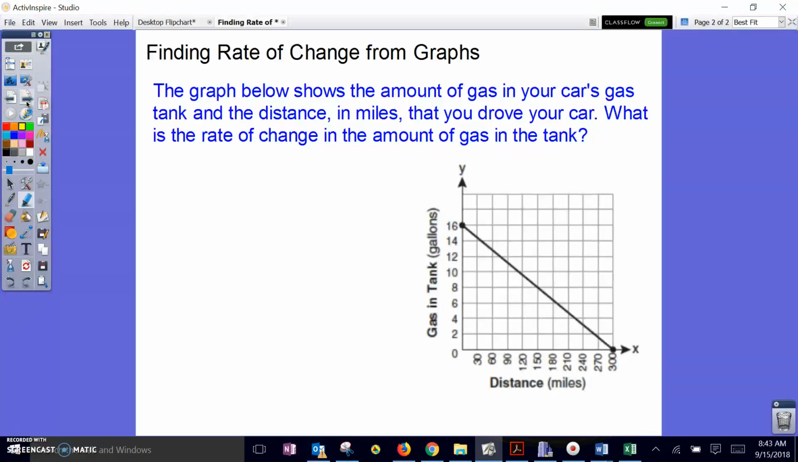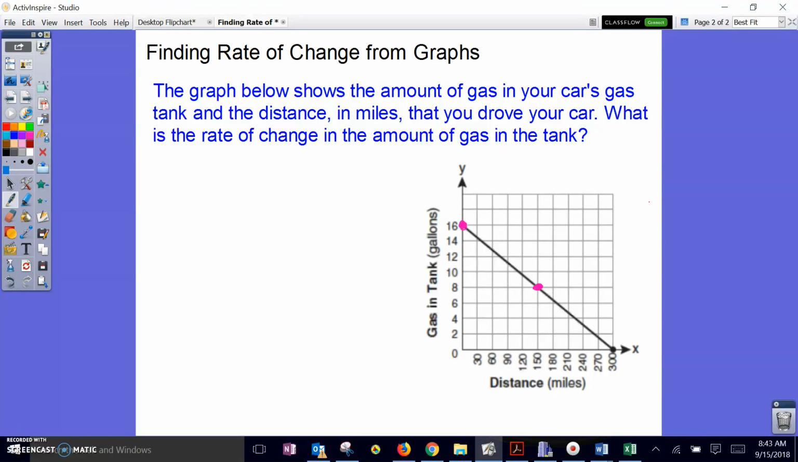The graph below shows the amount of gas in your car's gas tank and the distance in miles that you drove your car. What is the rate of change in the amount of gas in the tank? And so again, I want to clearly identify 2 points on my grid to use to calculate this rate of change. I'm going to use this point right here, and I also see that this point right here, it goes directly through an intersection point on the grid. So I'm going to use those 2 points.